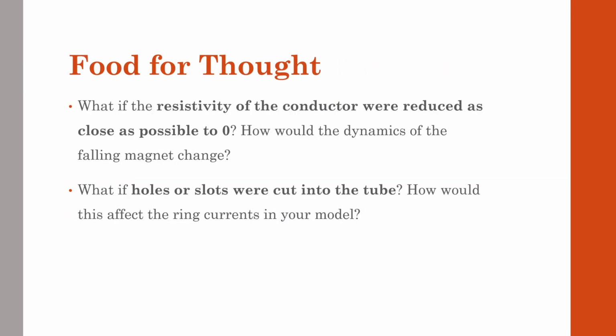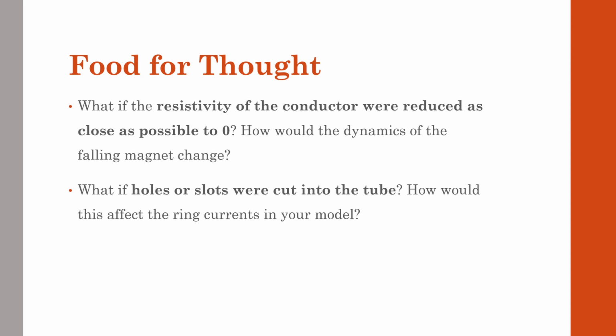Lastly, if the resistivity in the conductor was reduced, the resistance in the conductor would be reduced. Thus, the induced current would increase. This would then increase the induced B field and the upward force exerted by the loop on the falling magnet. Physically, the magnet would fall more slowly through the tube.